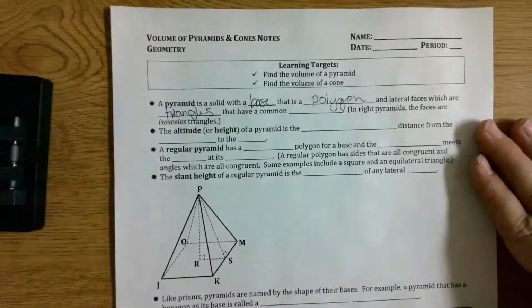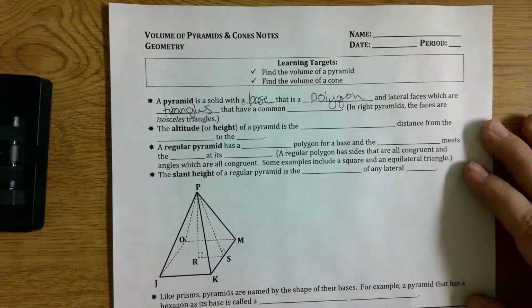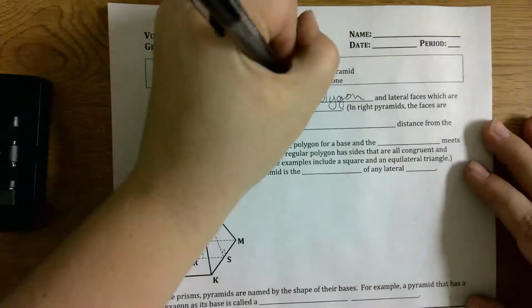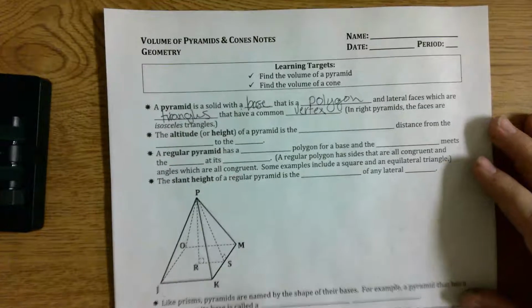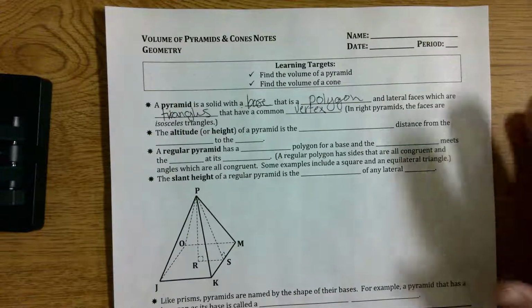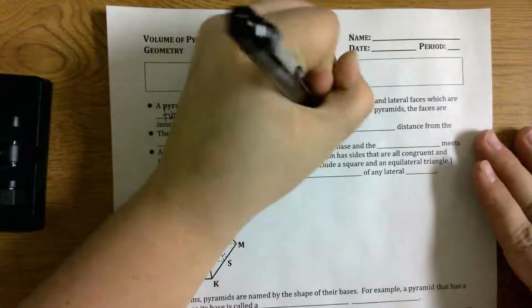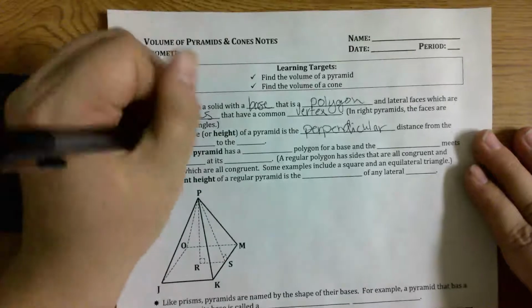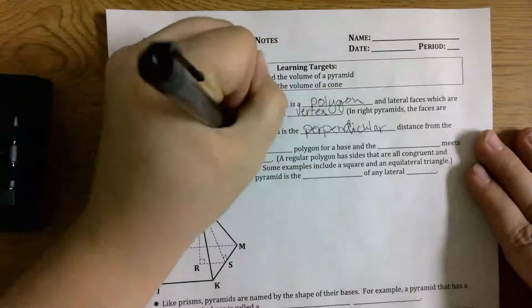So, a polygon is just a shape. We are typically only going to work with squares, rectangles, and triangles. All right? These have a common vertex. That means they come up to a point. The altitude, in other words, the height, which is what we focus on, of a pyramid, is always perpendicular, which means it creates a right angle. Distance from the vertex, the point, to the base.